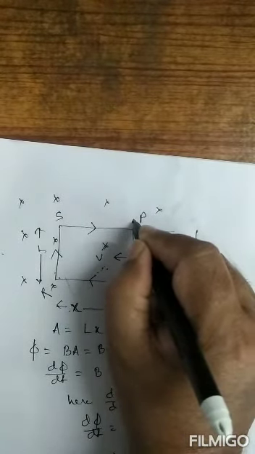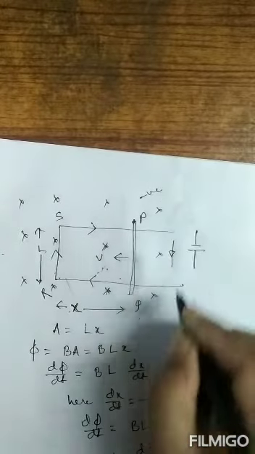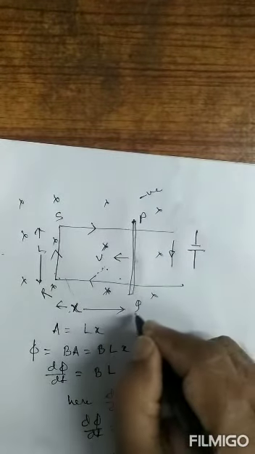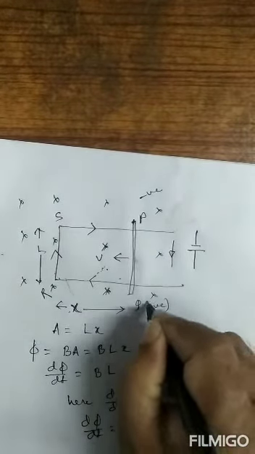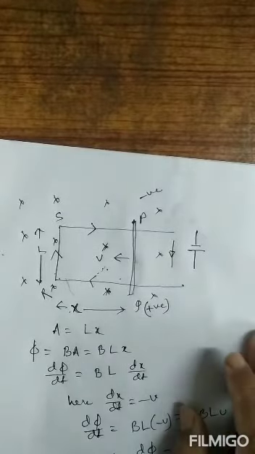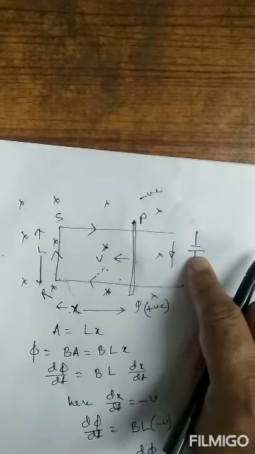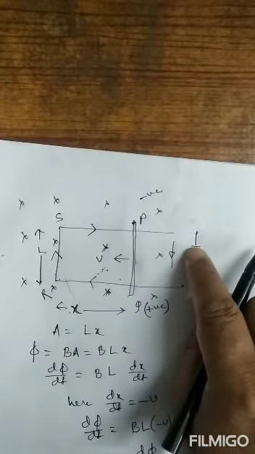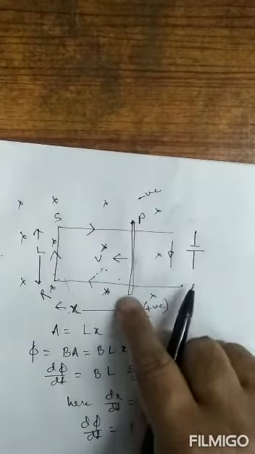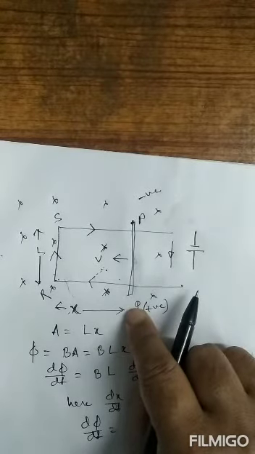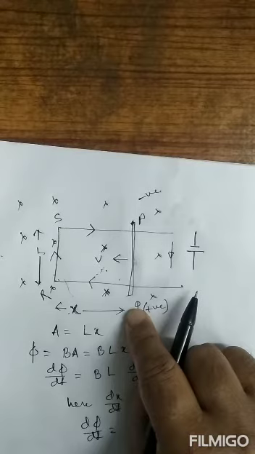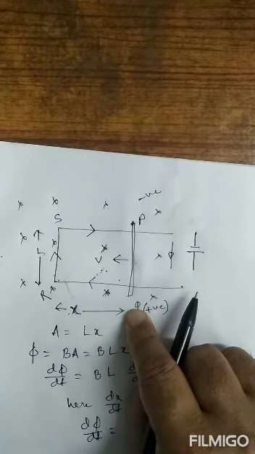Potential of the point P is negative and potential of the point Q is positive. That means it behaves like a battery, with the polarity of the point P negative and the polarity of the point Q positive, because we know that inside the battery current flows from the negative terminal to the positive terminal.